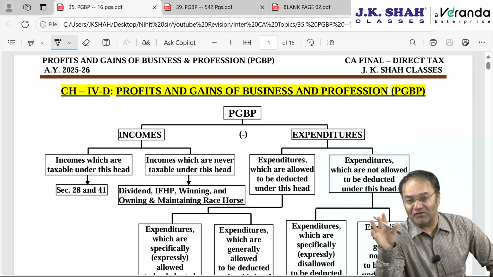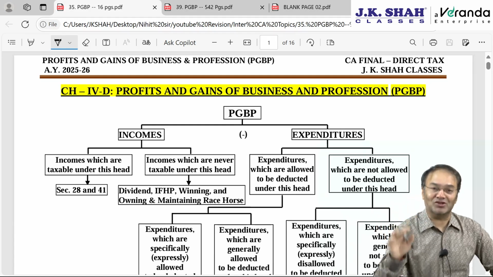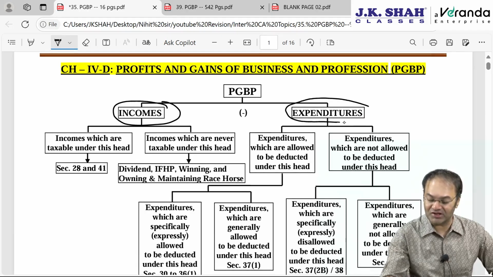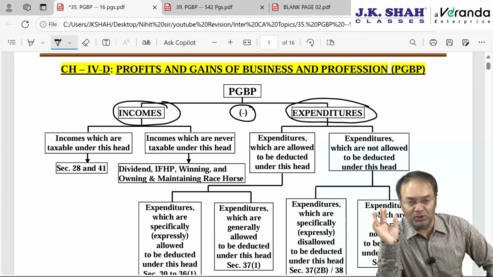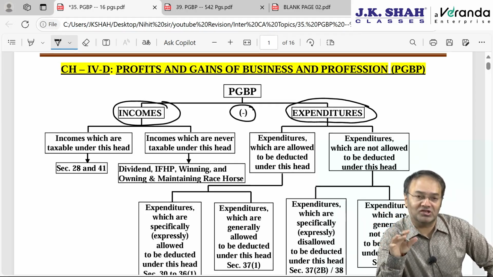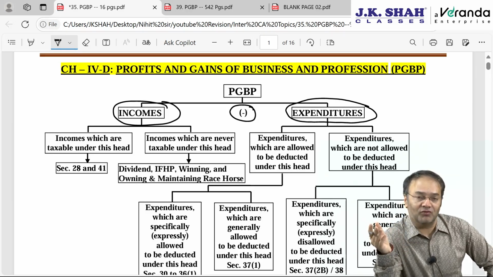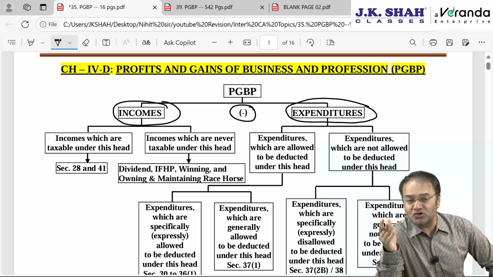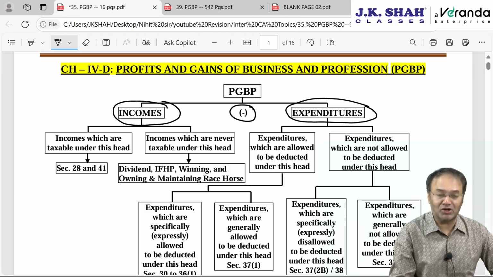This chapter is ideally divided into two parts, income minus expenditure. So in this chapter, what we actually have to do is find out which all incomes are taxable under this head and which all expenditures are allowed under this head. Income minus expenditure will be net PGBP income. There is a third part also of this chapter, which is miscellaneous provisions, where we will be discussing presumptive taxation schemes, 44AD, AE, 44ADA, and we will also be discussing 44AA, maintenance of books of accounts, tax audit, 44AB, etc.